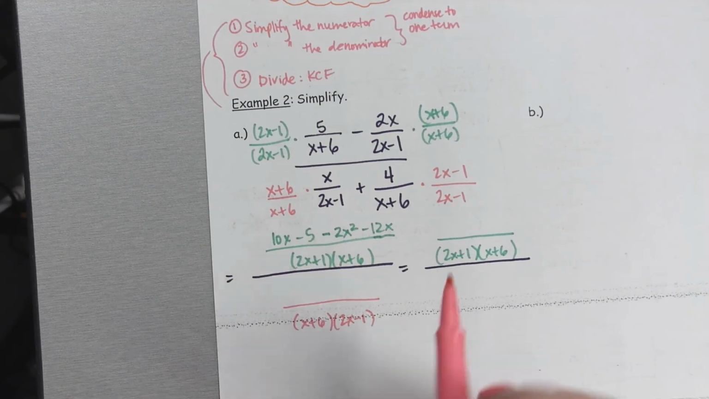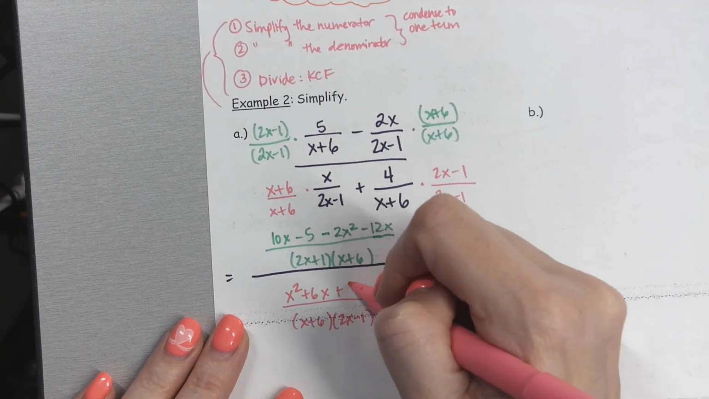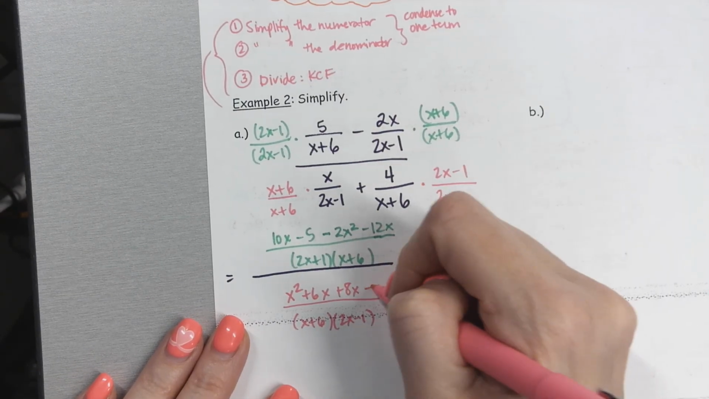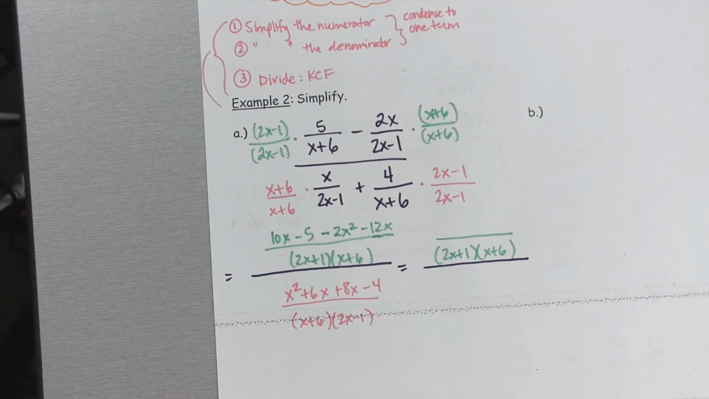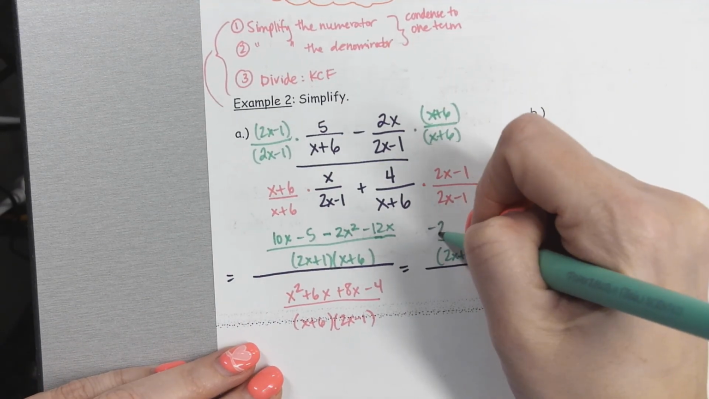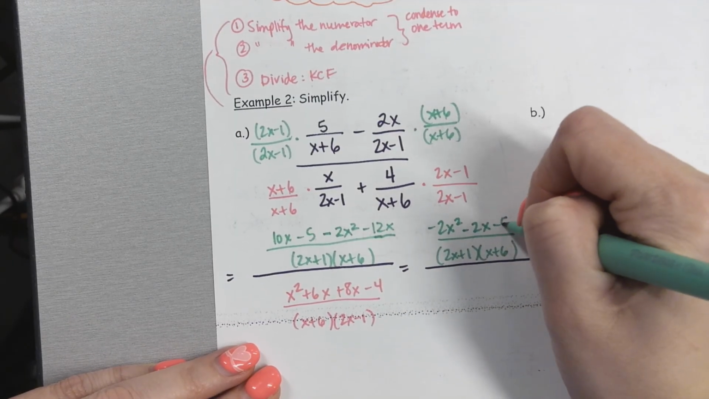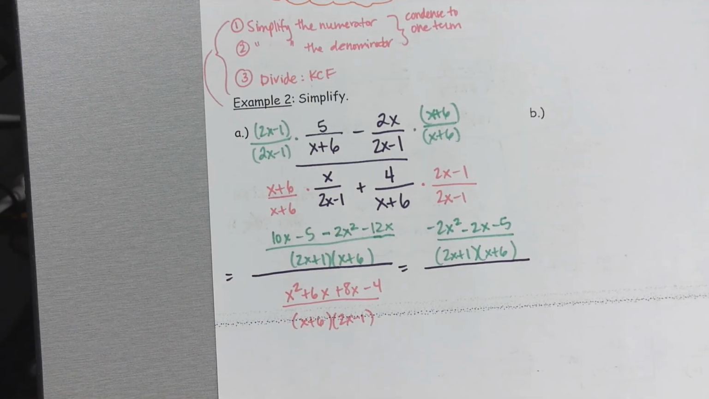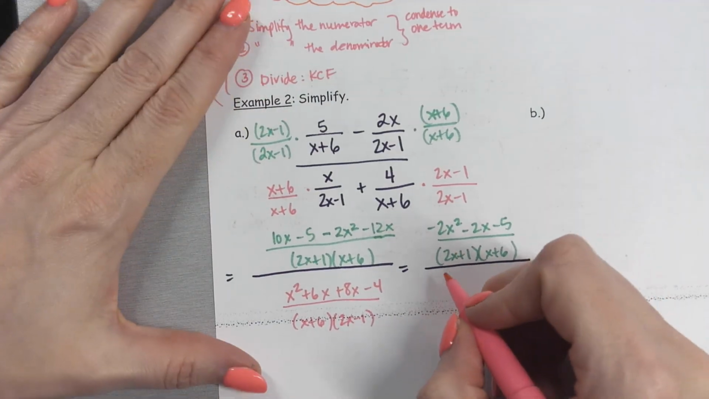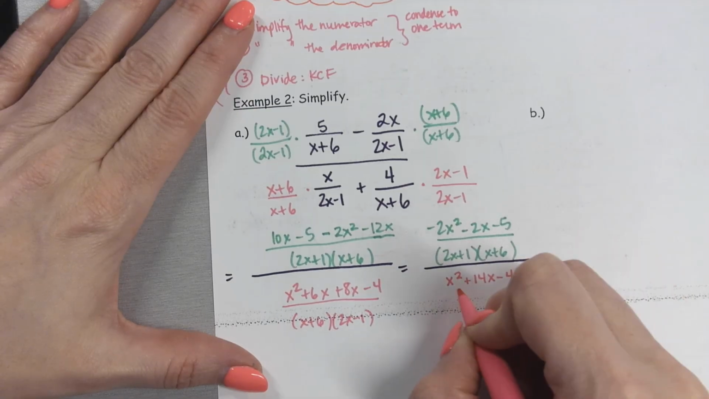Okay, so when you distribute, x times x is x squared plus 6x. 4 times 2x is 8x. 4 times negative 1, negative 4. Okay, and then we're just going to combine our like terms. So negative 2x squared, don't forget to take the negative with it. 10 minus 12 is negative 2, and then you have a negative 5 there. Okay, and then in the denominator, you have x squared plus 14x minus 4.